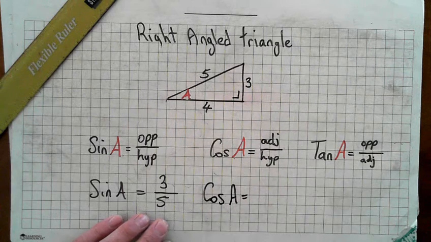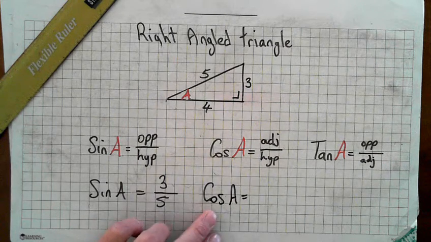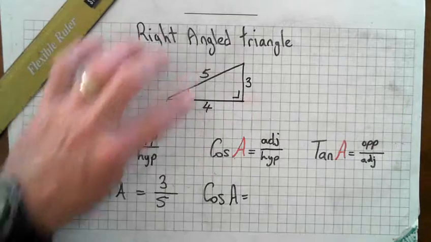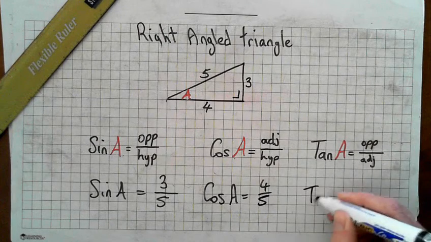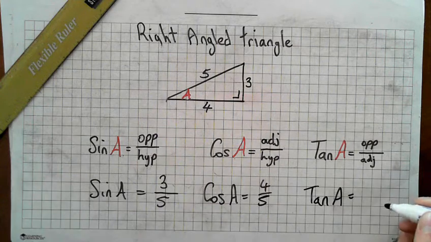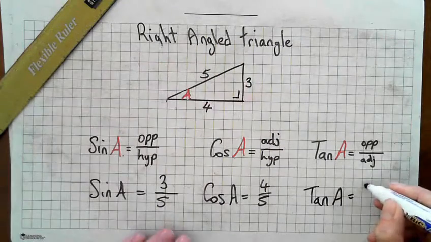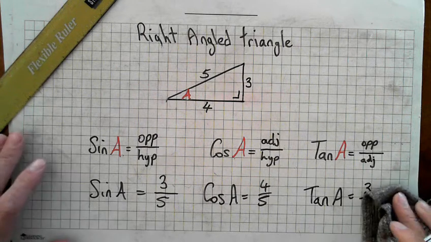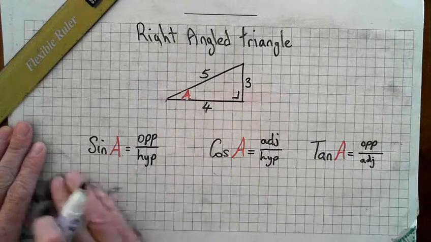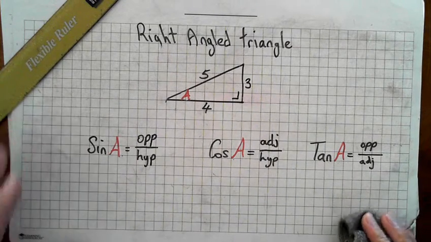From the triangle, what is the cos of A? 4 over 5. From the triangle, what is the tan of A? 3 over 4. 3 over 4. Is that easy? Yes. Alright. Okay. So that's one way they could ask you a question.